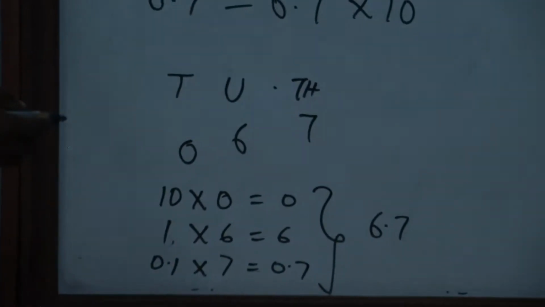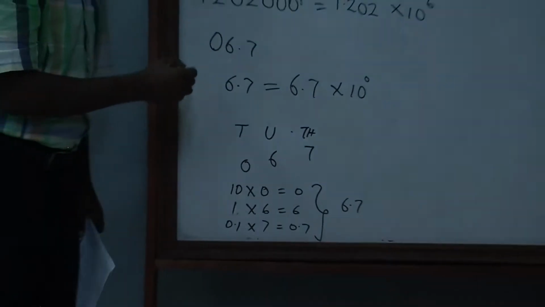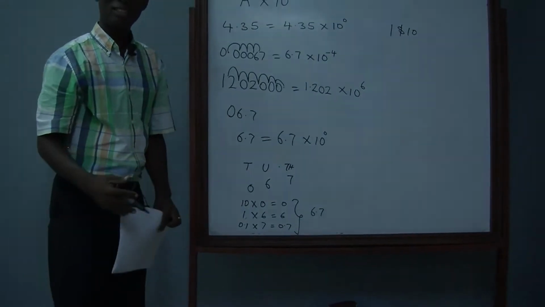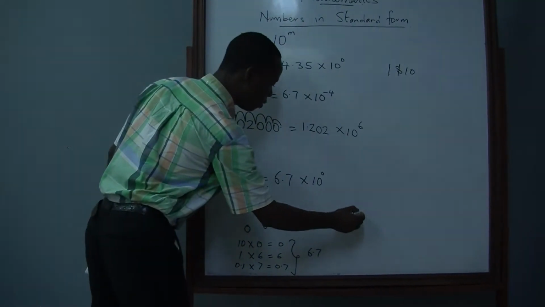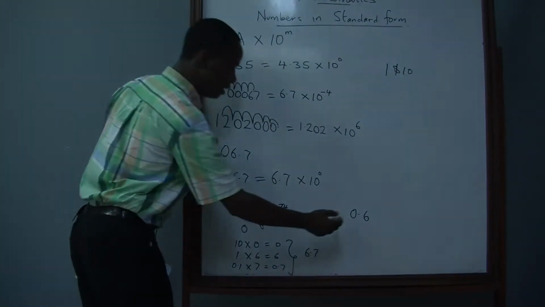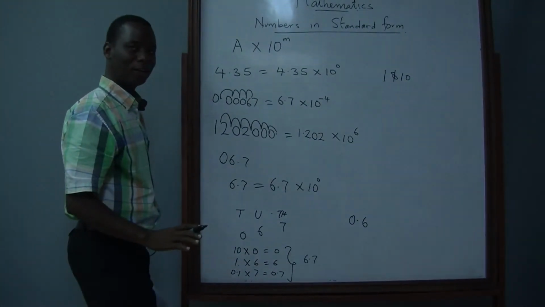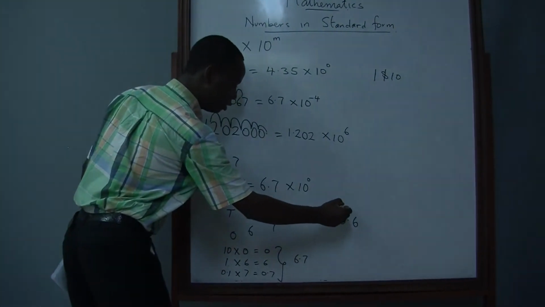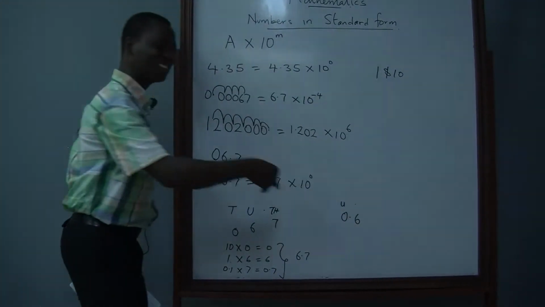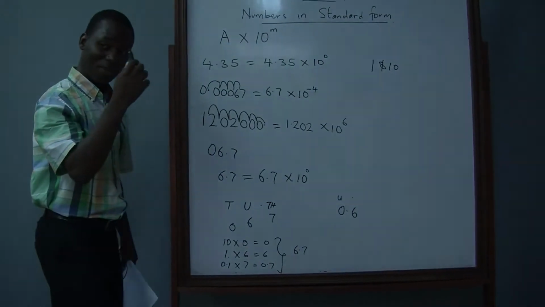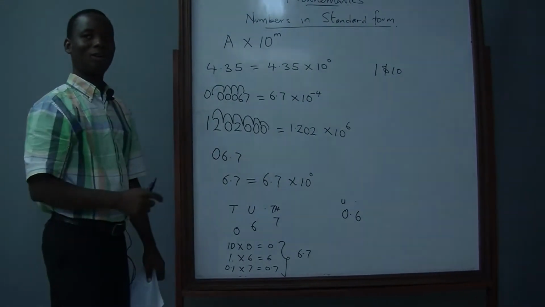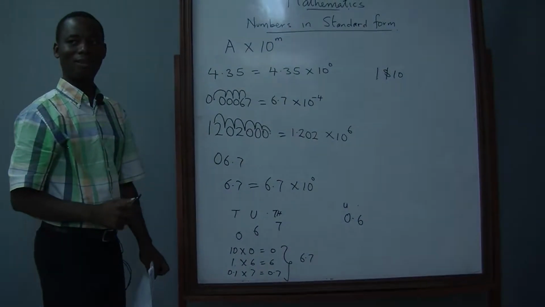Now, that is showing us that this 0 that we have here actually is insignificant. It is not the same thing when we have 0.6. 0.6 is telling us that what we have here is a unit, what we have here is a tenth, which is not giving us the same value according to what we have here. So please take note of that.